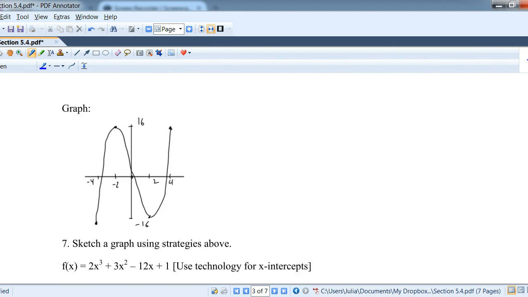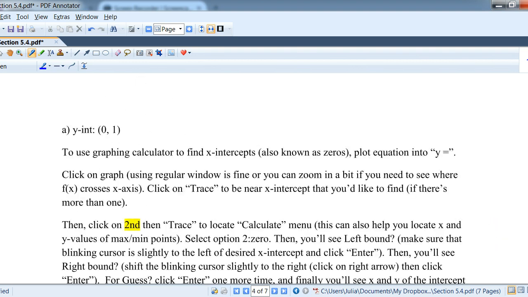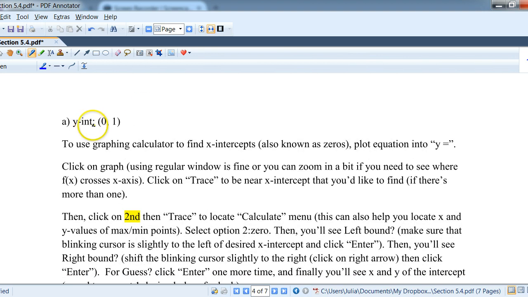Another one I wanted to do is how we use technology for x-intercepts. There's one similar to that on your homework. Here we have a polynomial with degree 3 that does not factor easily. Again, we can find the y-intercept: just plug in 0 and you get 1, so it's (0, 1). And here's how I use a graphing calculator to find x-intercepts. If you notice yourself getting lost on these steps, maybe look up some YouTube videos on using graphing calculators to find zeros or x-intercepts. You can search for it and maybe you'll come up with lots of options. But this is basically the steps that I follow.